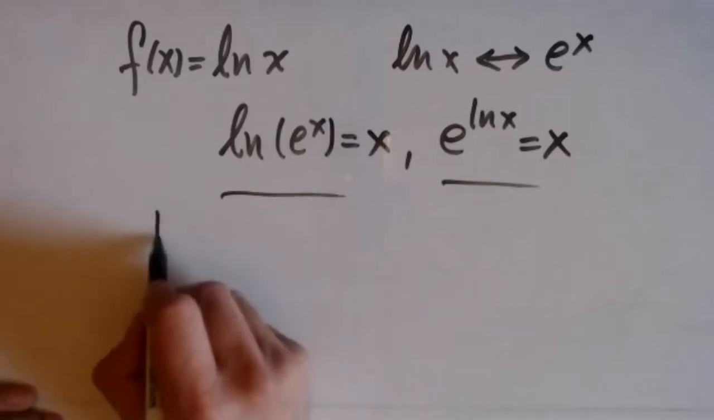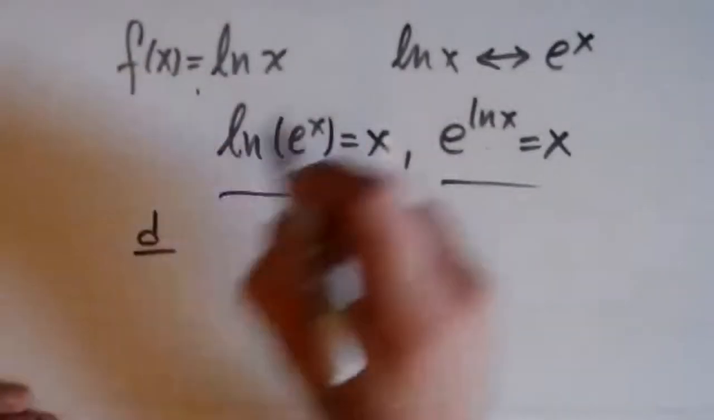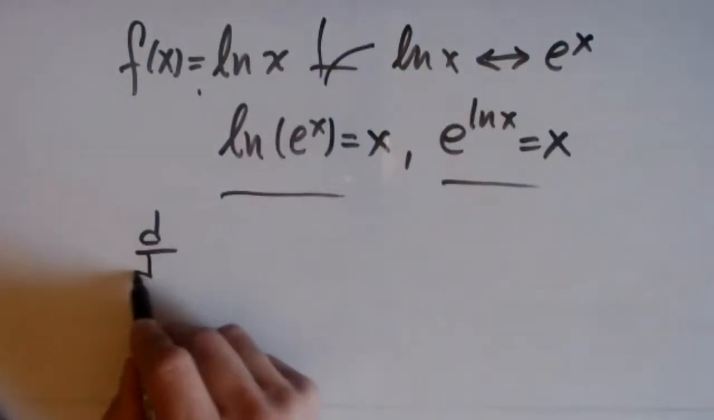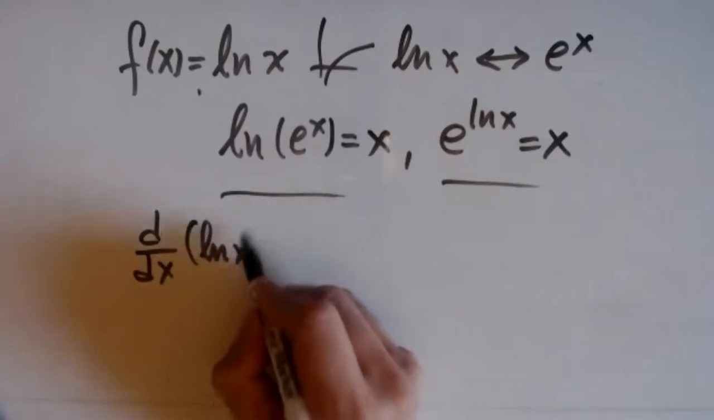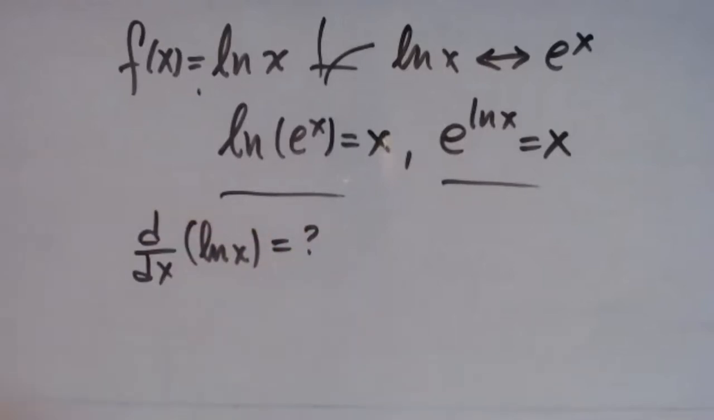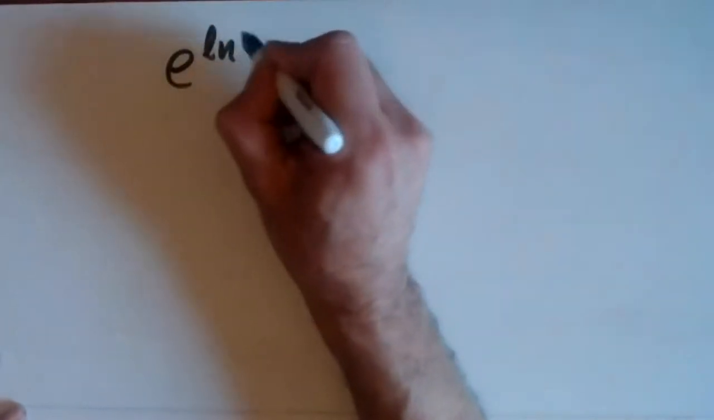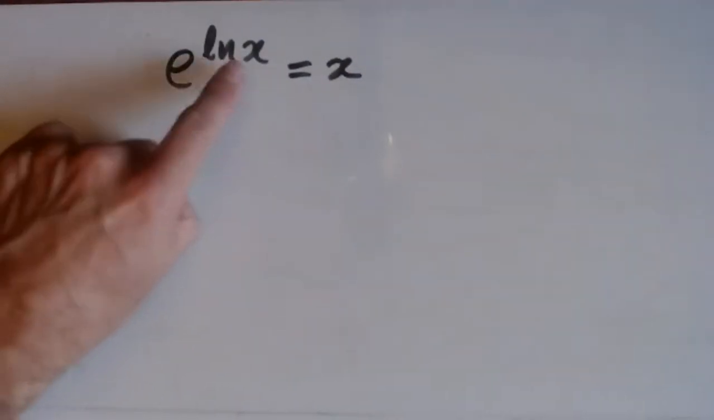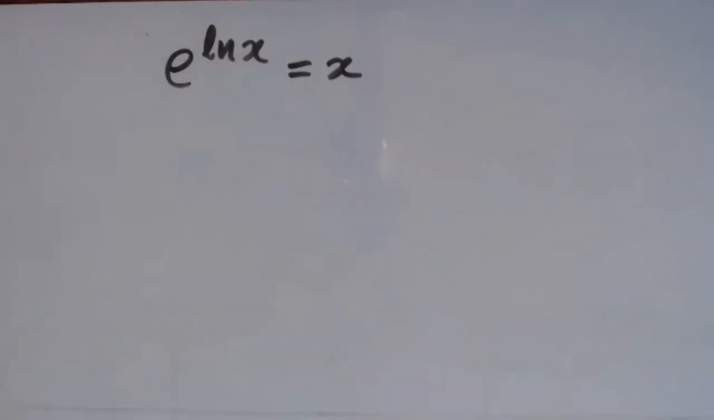Now, my situation is, okay, this is a normal function. We can know the graph. The graph is something like this. What is the derivative with respect to x of the natural log of x? Well, this is what we are going to discover now. To do this, we're going to use the chain rule and the fact that e to the ln x equals x. So we know this is true. The exponential of the natural log is x.